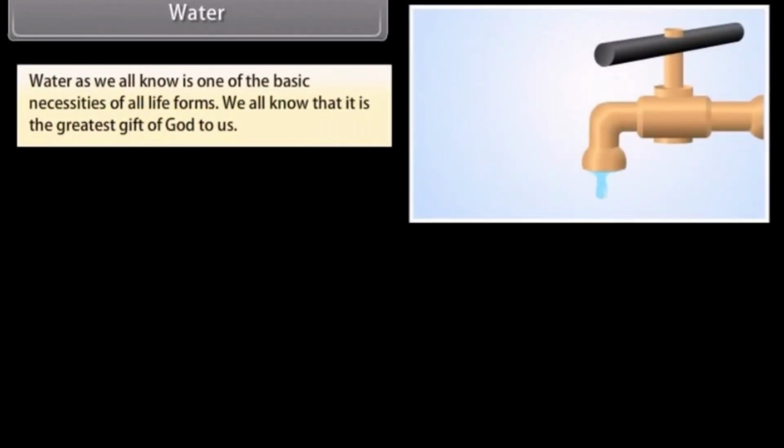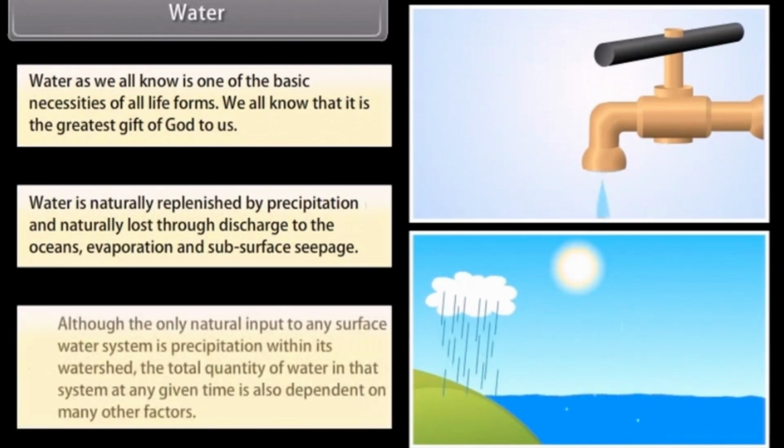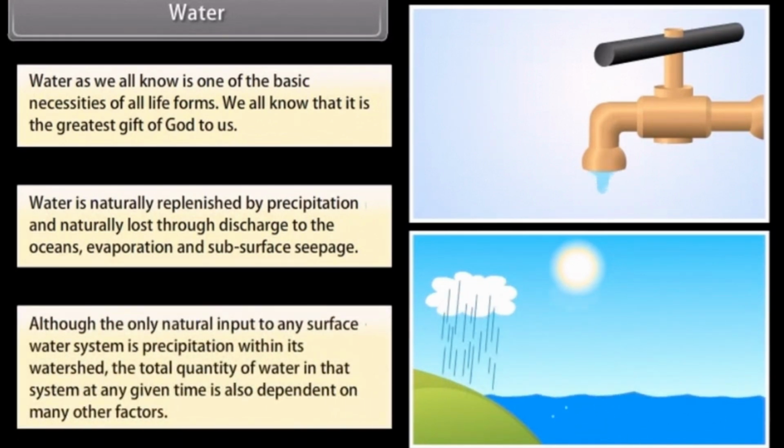Water. Water, as we all know, is one of the basic necessities of all life forms. We all know that it is the greatest gift of God to us. Water is naturally replenished by precipitation and naturally lost through discharge to the oceans, evaporation, and subsurface seepage. Although the only natural input to any surface water system is precipitation within its watershed, the total quantity of water in that system at any given time is also dependent on many other factors.